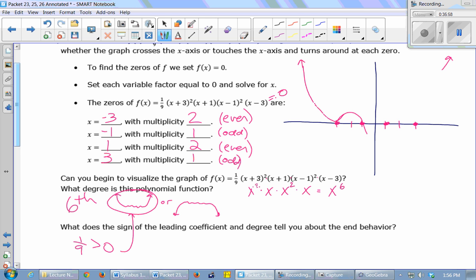Then my 0 at 1, it's going to come up and go back to my 0 at 1. And this time it's going to bounce off because it has even multiplicity. So I come back up and it's going to bounce off. And then my last 0 has odd multiplicity, which means it's going to go right through the axis, which is good because it has to end up going up in the end, right? So this is going to turn around and go back up and meet the end behavior.